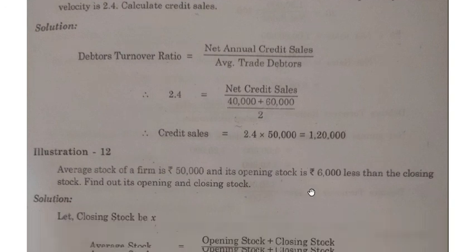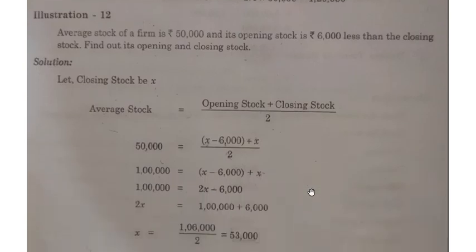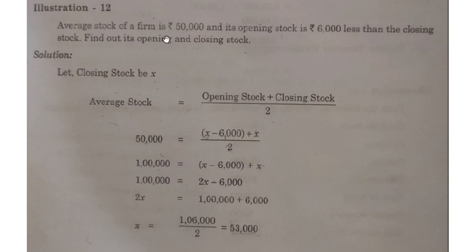Our next question is: average stock of a firm is 50,000 and its opening stock is 6,000 less than the closing stock. Find out its opening and closing stock. In this question, they are telling us opening stock is 6,000 less than the closing stock. If they give it like this, assume any one of the figures to be X. So let your closing stock be X.